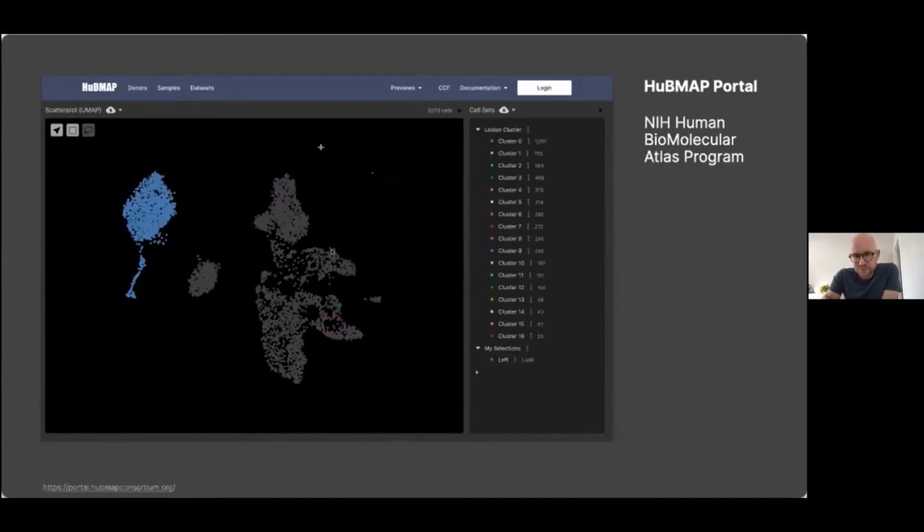And also, if you want to do more with that, you get a list of cell IDs that you can then feed into your analysis tools and continue from there.